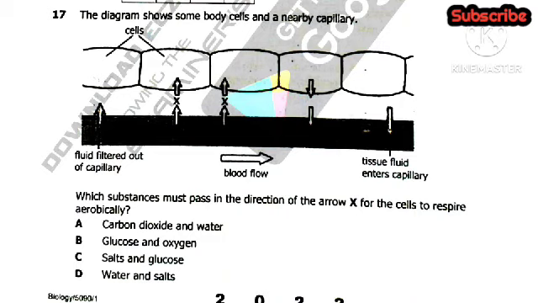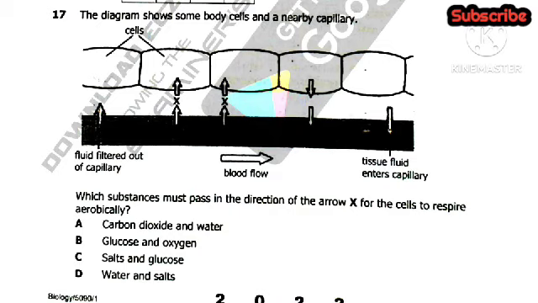Number 17. The diagram shows some body cells and a nearby capillary. So we have cells. We have the fluid filtered out of a capillary. We have blood flow. We have tissue fluid entering the capillary. Which substances must pass in the direction of the arrow X for the cells to respire aerobically?